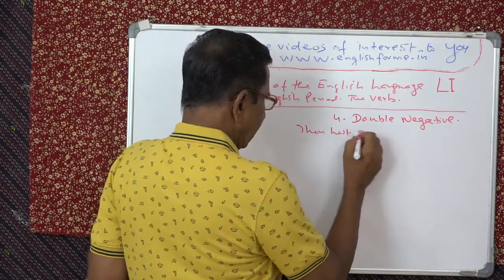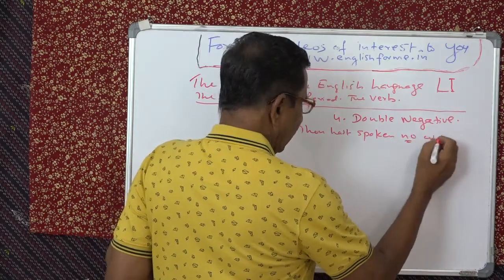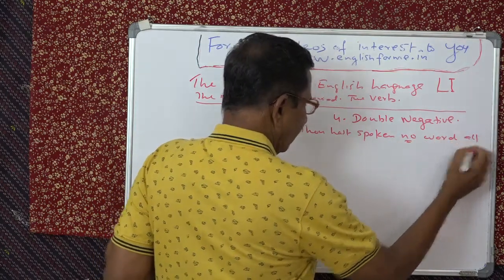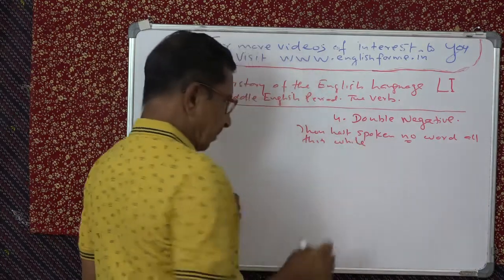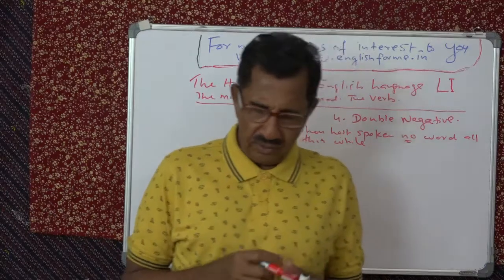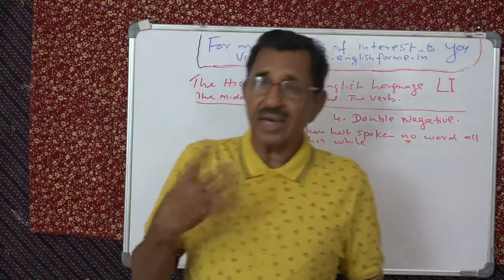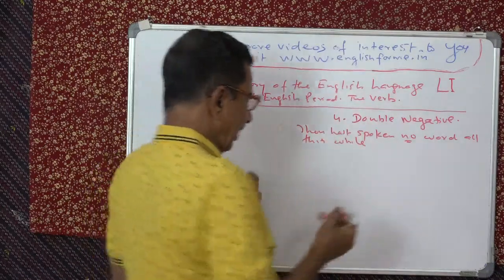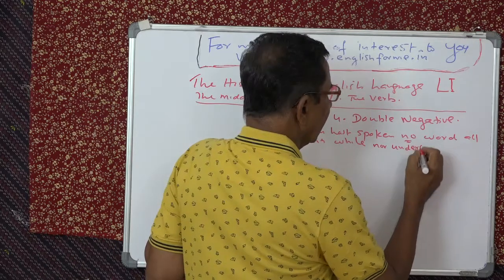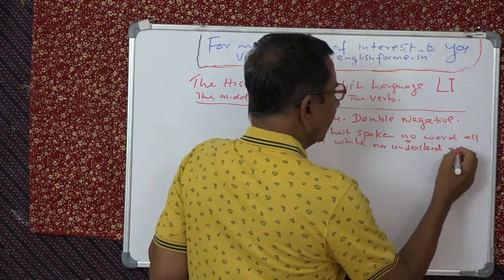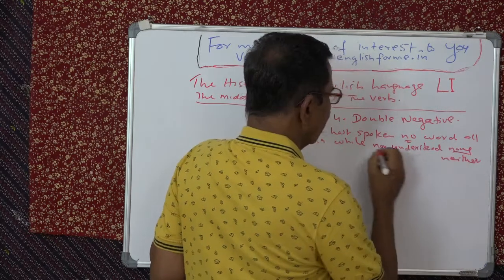Thou hast spoken no word all this while, nor understood none neither. Already you see there is a negative. Nor understood none neither. How many negatives?